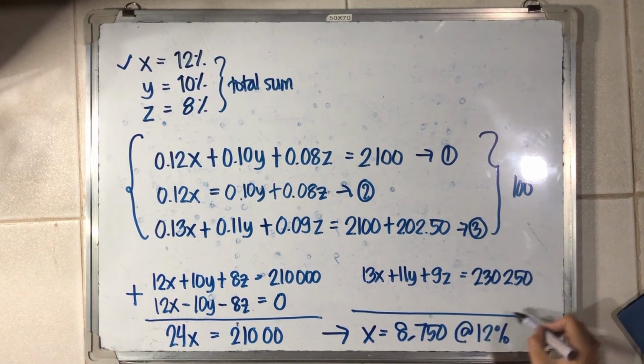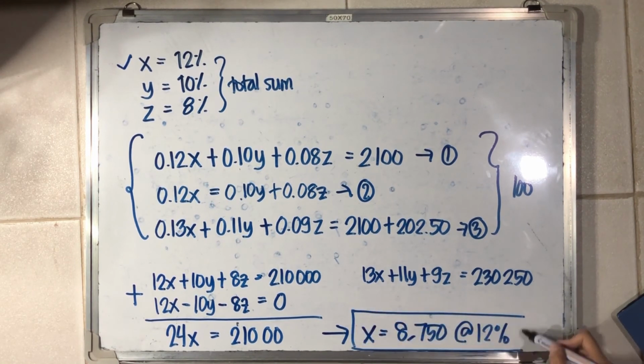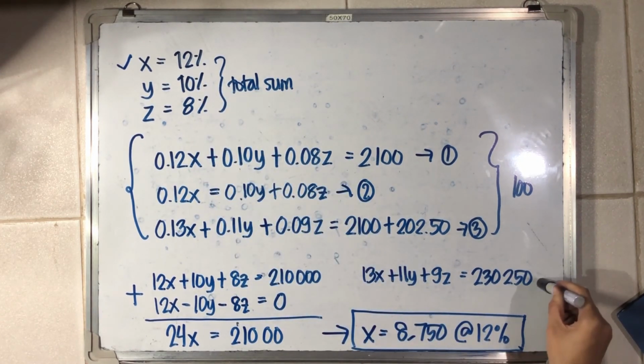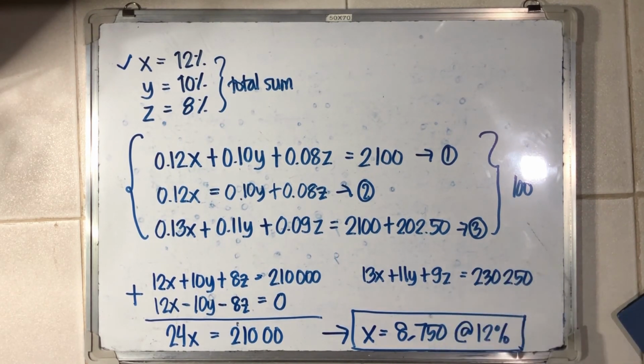So, ibig sabihin ba nun, ma'am, di ko na kailangan gamitin yung third equation? Yes. Di mo na kailangan gamitin to kasi nakocompute mo na yung unknown mo sa first 2 equations pa lang by elimination method. So, if you are to give the answer for the amount for 10%, basically, gagamitin mo dito. Okay, so you find another means na ito naman yung magagamit mo and then makakompute mo naman yung y and z. But for this problem alone, we have our final answer, 8,750 at 12%.